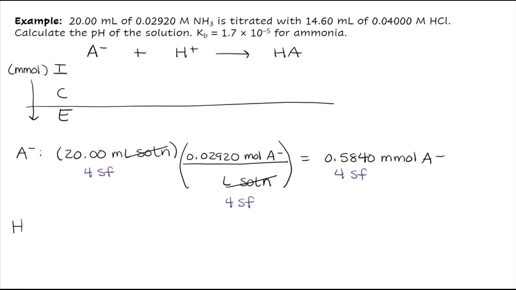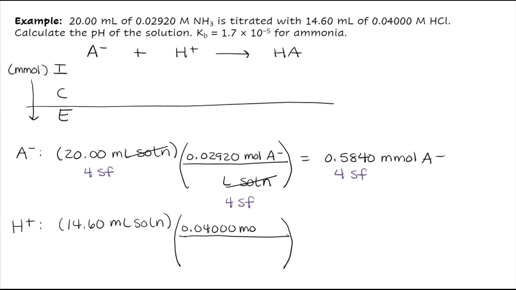Moving on to the titrant, we have 14.60 milliliters of solution times the molarity of the titrant, which is 0.04000 moles of H+ per liter of solution. Liters of solution will cancel here, and we'll be left with milli and moles. We have 4 sig figs in our volume, 4 sig figs in our molarity, and so our millimoles will also be rounded to 4 sig figs.